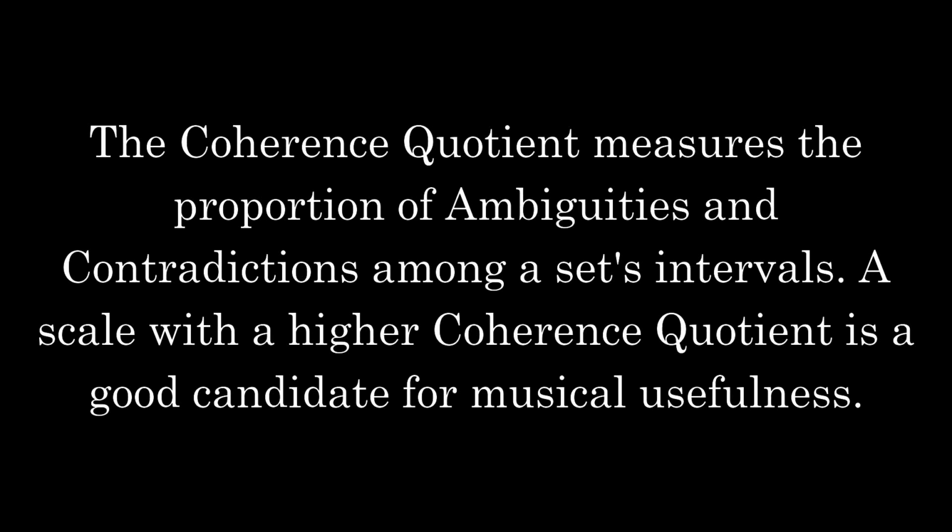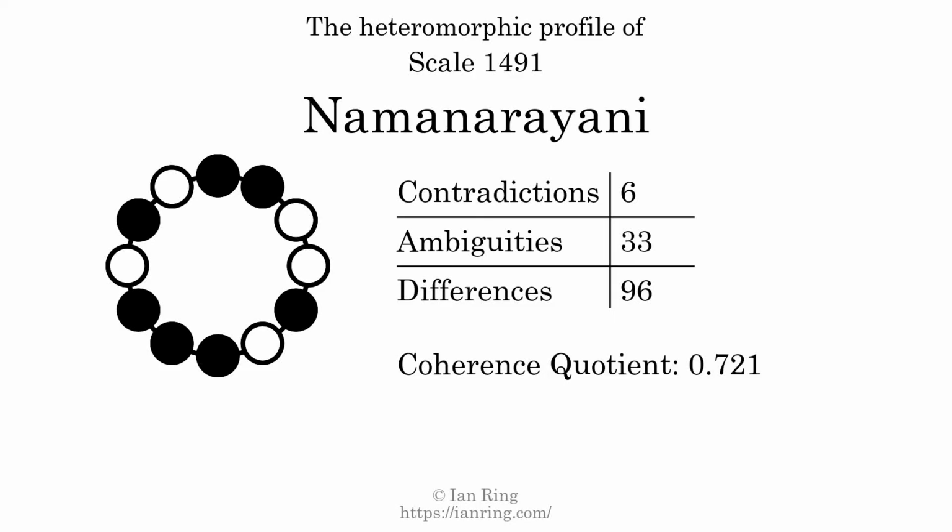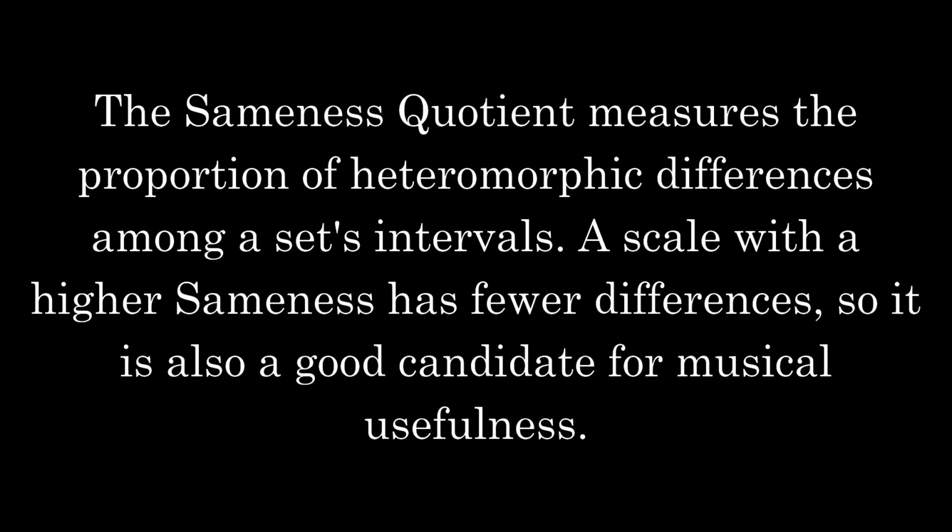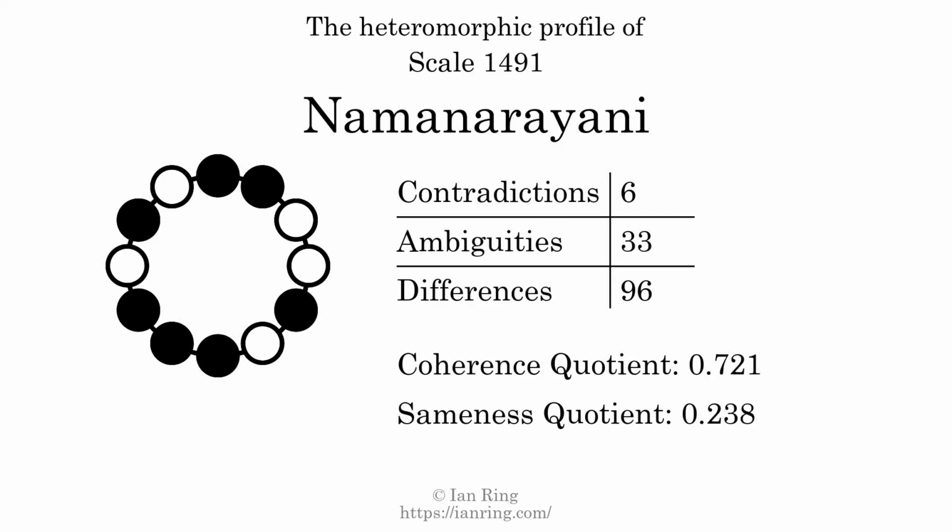The coherence quotient measures the proportion of ambiguities and contradictions among a set's intervals. A scale with a higher coherence quotient is a good candidate for musical usefulness. The coherence quotient is 0.721. The sameness quotient measures the proportion of heteromorphic differences among a set's intervals. A scale with a higher sameness has fewer differences, so it is also a good candidate for musical usefulness. The sameness quotient is 0.238.